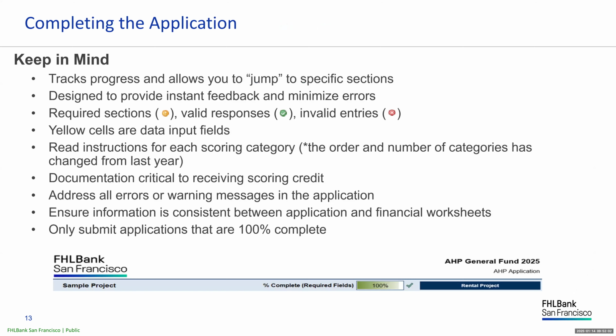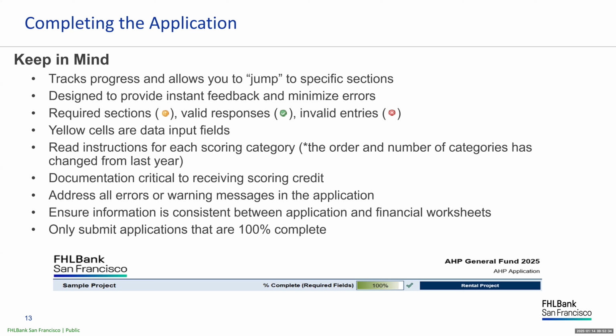Here are a few things to keep in mind while filling out the application form. The application automatically adjusts based on the characteristics of your project. Progress in filling out the application is tracked at the top of the workbook and in each section. Applicants can easily jump between sections through hyperlinks within the document. Through icons next to each data field, the form will also tell applicants what information is required and if each section is completed correctly. Make sure to read the instructions for each section and understand the scoring category requirements.